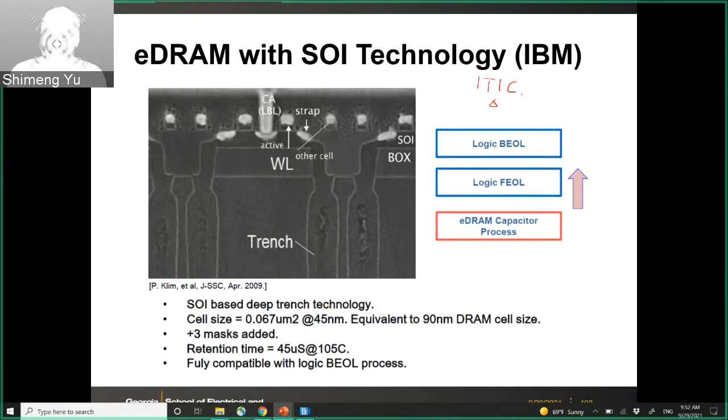And in this eDRAM, it's a trench-based capacitor. So you fabricate this trench first. You dig a trench into your silicon substrate, and then you make the capacitor first. Then you make your transistor here. This is your transistor, and then you have your capacitor here.